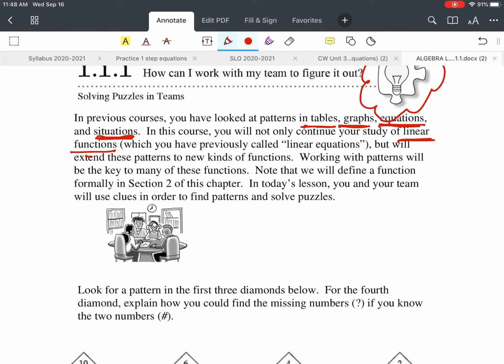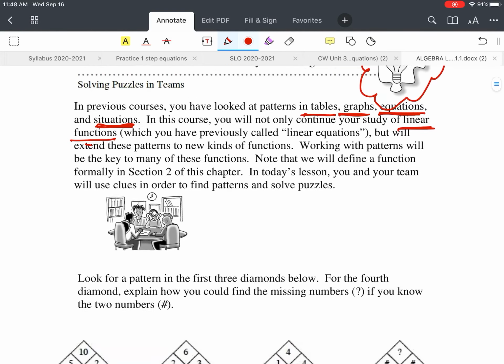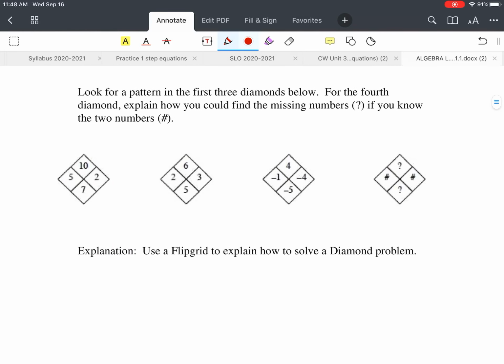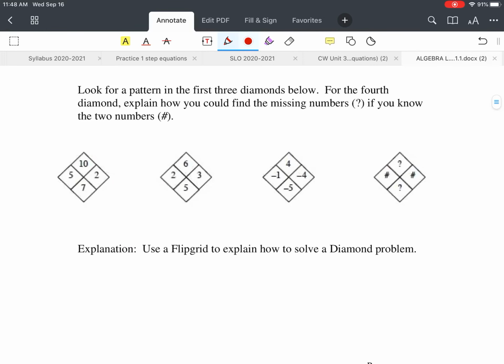In today's lesson, you and your team or your classmates will use clues in order to find patterns and solve puzzles. So now that brings us to diamond problems. Look for a pattern in the first 3 diamond problems below. For the 4th diamond problem, explain how you could find the missing numbers if you know the 2 numbers on the left and the right side. So that's what they mean here.